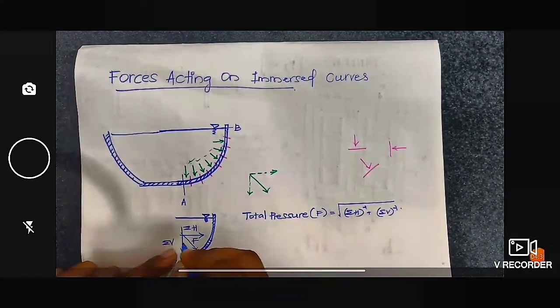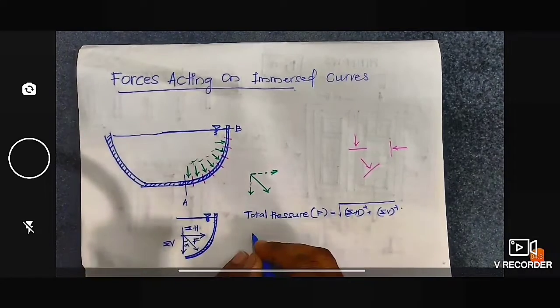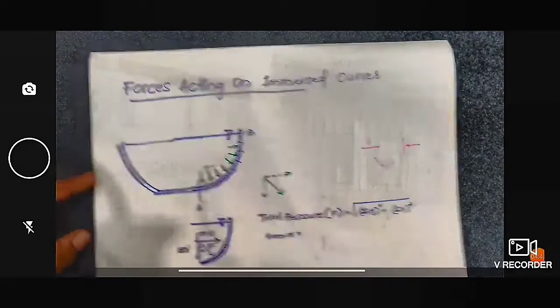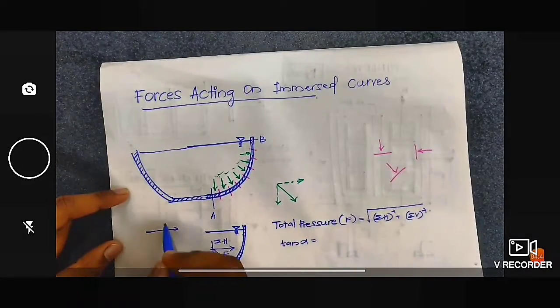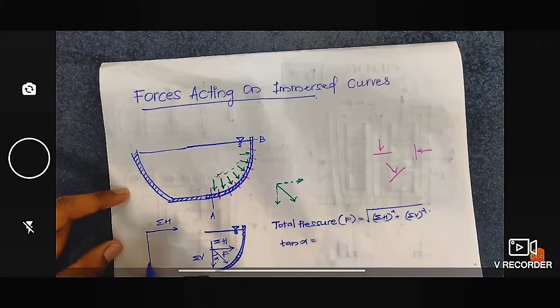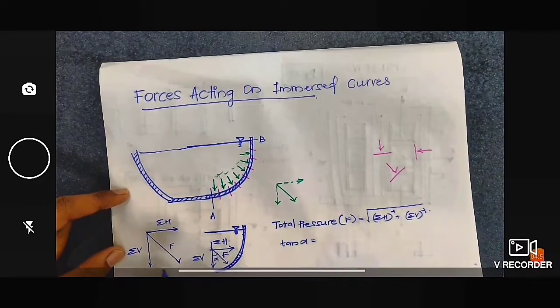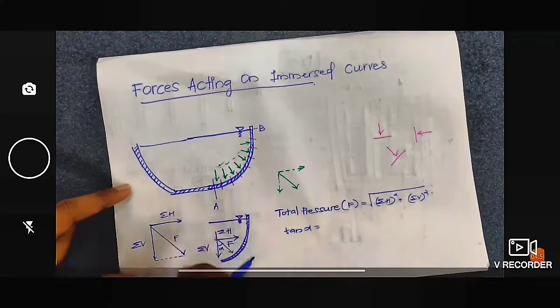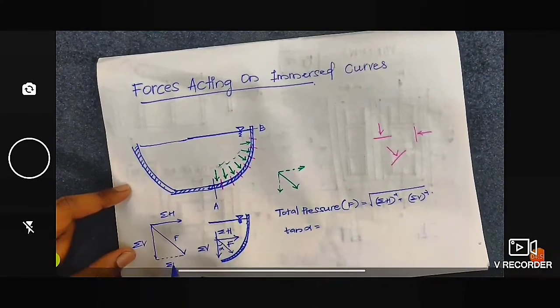Now if this angle is alpha, you can find tan alpha. So I'll just redraw this. This is sigma h, this is sigma v, then this will be your resultant F. So if I join this, see, you have sigma h here, and the same sigma h will be here.